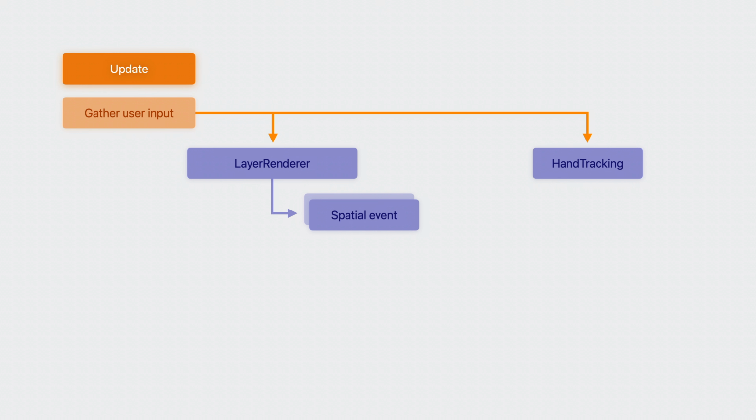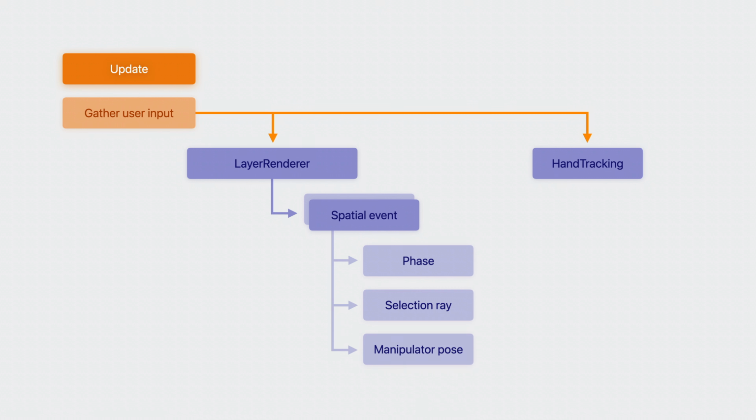These events contain three main properties. The phase will tell you if the event is active, if it finished, or if it got cancelled. The selection ray will allow you to determine the content of the scene that had the attention when the event began. And the last event property is the manipulator pose. This is the pose of the pinch and gets updated every frame for the duration of the event. From the hand tracking API, you will be able to get the skeleton for both the left and right hands.